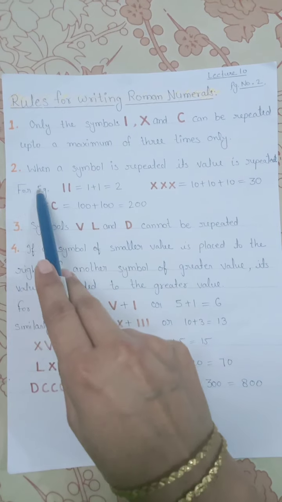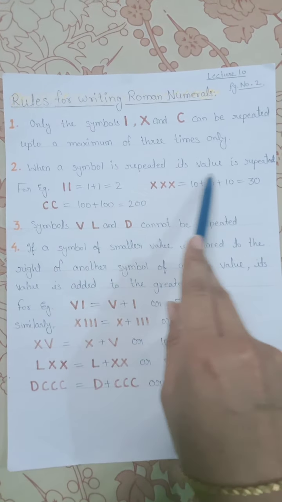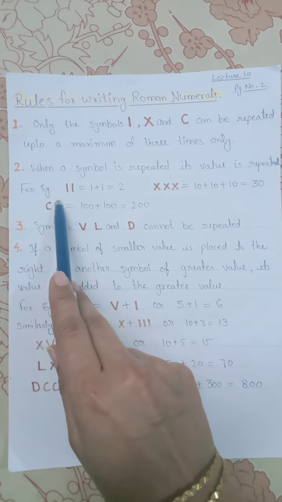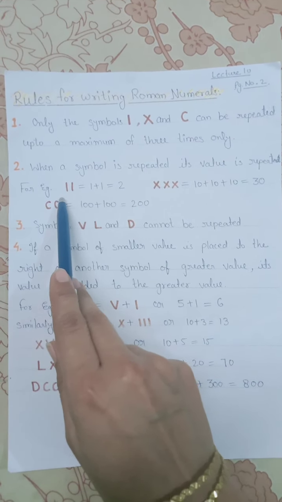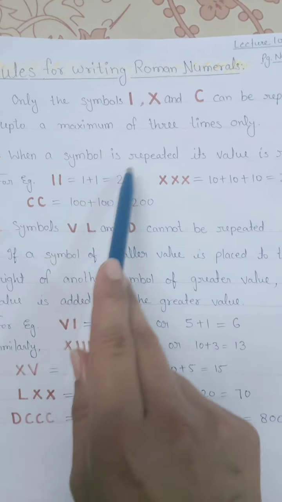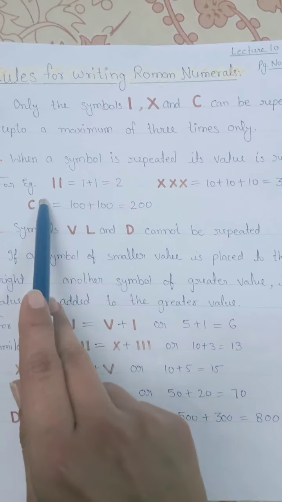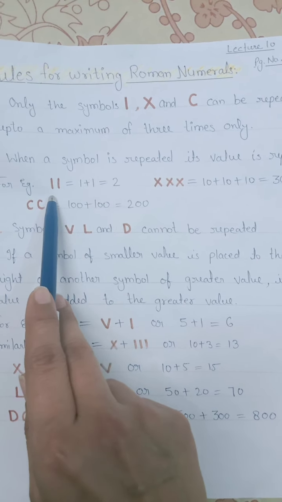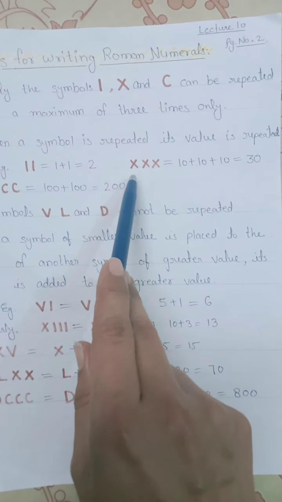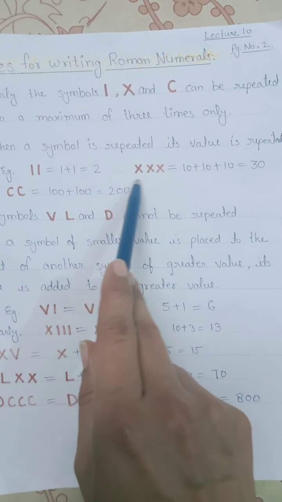Now come to rule number 2. When a symbol is repeated, its value is repeated also. For example, look here, the symbol I is repeated how many times? As you can see here, the I is repeated 2 times, so the numeral value will be 1 plus 1. So, what will be the value for this symbol? The value for this symbol will be 2. Similarly, look here, the symbol is repeated how many times? 3 times, 1, 2, 3.